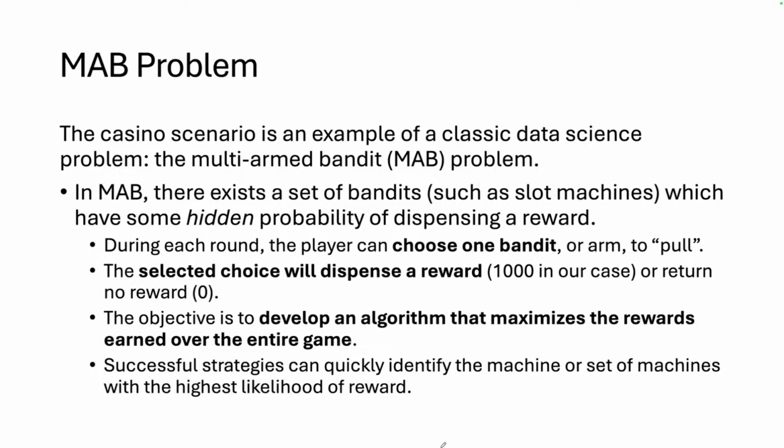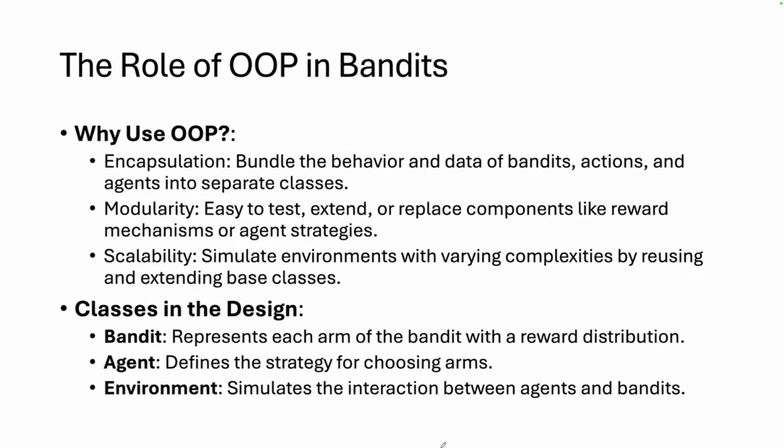In the multi-armed bandit problem, there exists a subset of bandits, such as slot machines, which have some hidden probability of dispensing a reward. During each round, the player can choose one bandit or arm to pull, and the selected choice will either dispense a reward or not. The goal, the objective, is to develop an algorithm that maximizes the rewards earned over time. So successful strategies can quickly identify the right machine or set of machines with the highest likelihood of reward.